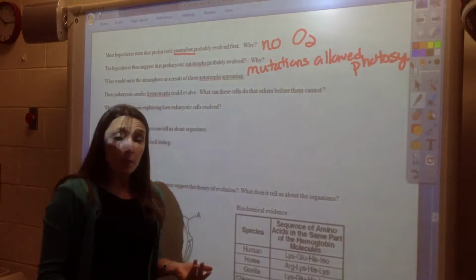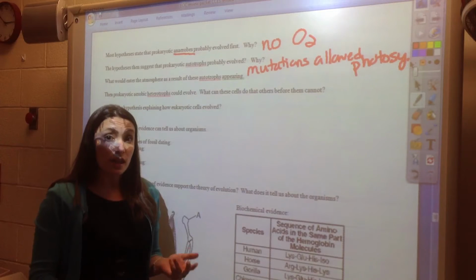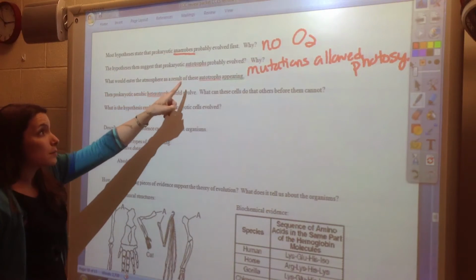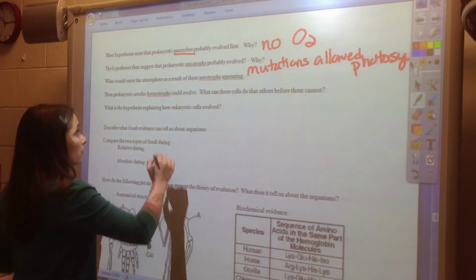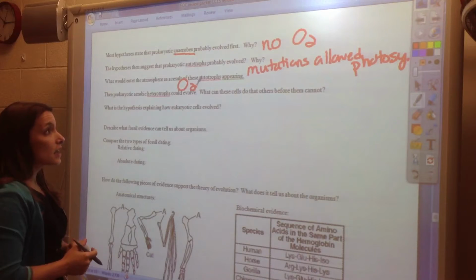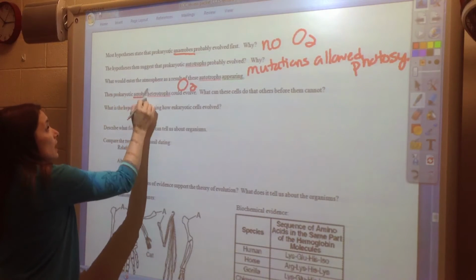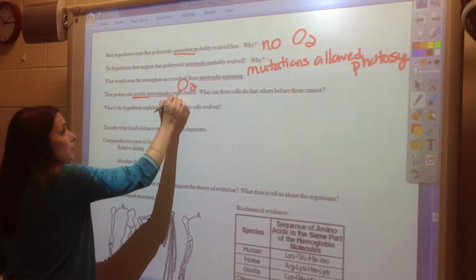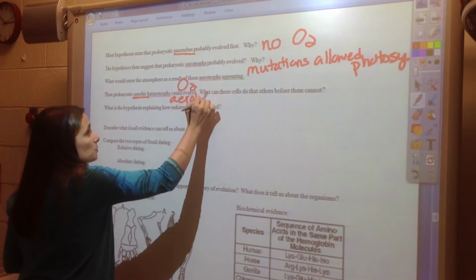And so if some organisms had mutations, then they were able to perform photosynthesis. What would happen because these autotrophs perform photosynthesis is we would actually get oxygen gas. And then we would get aerobic heterotrophs. And these cells can perform aerobic respiration.